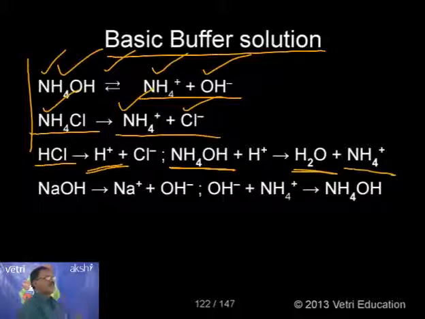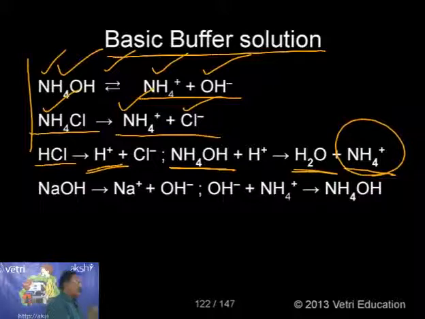Water is a weak electrolyte, it will not ionize further. Ammonium ion is again in excess, already present in the solution, so nothing will happen. So the effect of adding H plus is nullified by converting it into water and ammonium ion, so pH is not changing. By the addition of HCl, the pH value is not changing, so it is a buffer solution.